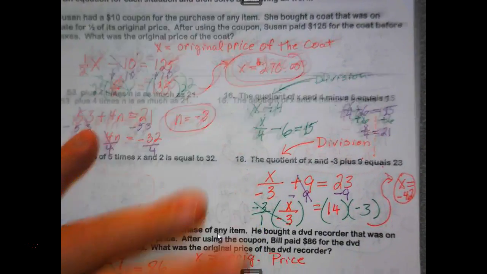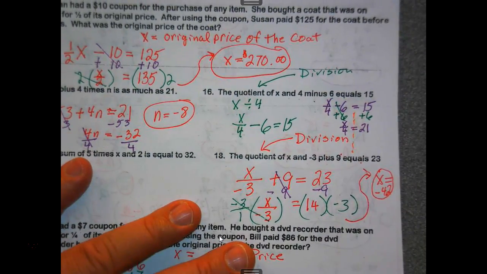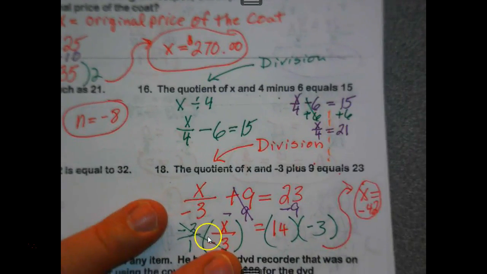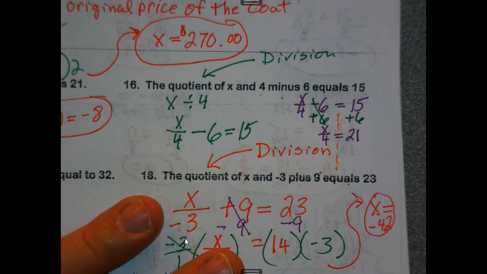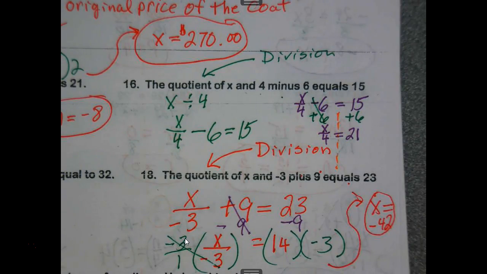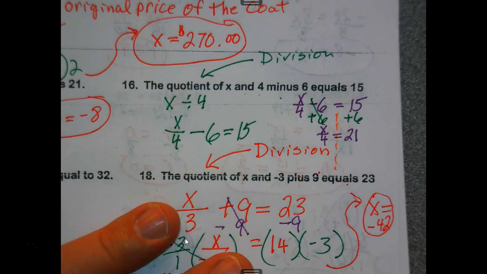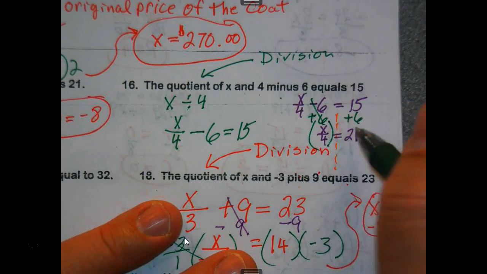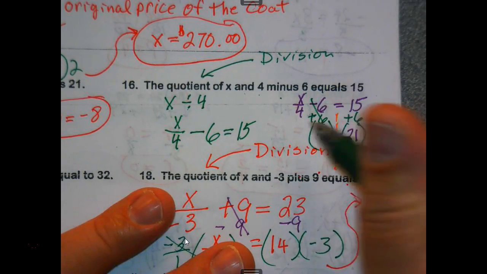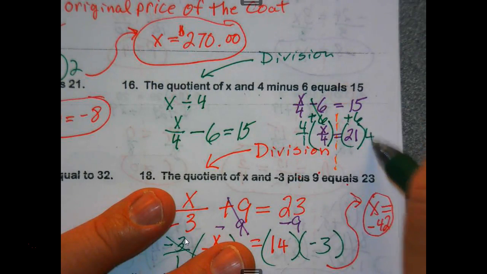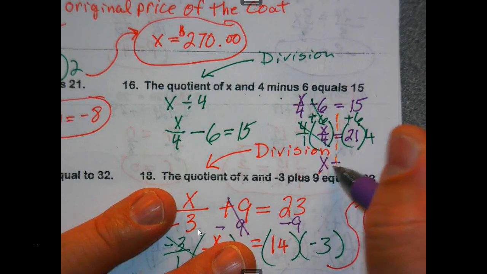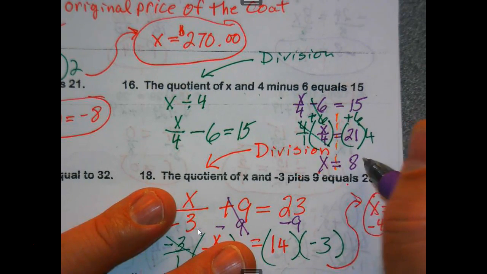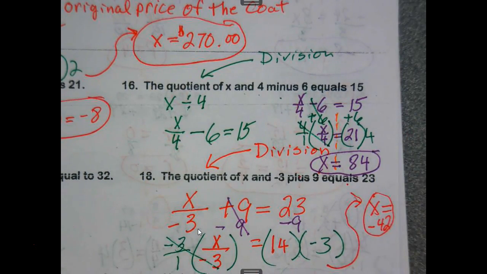How do I get rid of that denominator 4? I'm going to multiply both sides by 4. Good. So the 4s cancel out. I get x, and 21 times 4, 84. If you need a calculator, they're on the back wall, Joey.